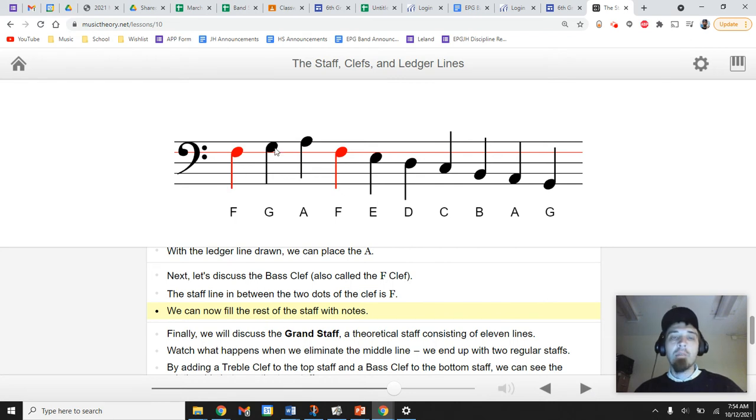So going up on my staff, ascending, we go up in the alphabet, forward in the alphabet. Going down, descending, we go down in the alphabet. So F, down to E, down to D, down to C, down to B, A, and G.